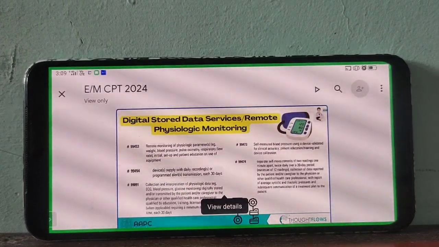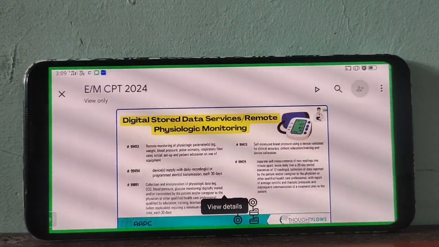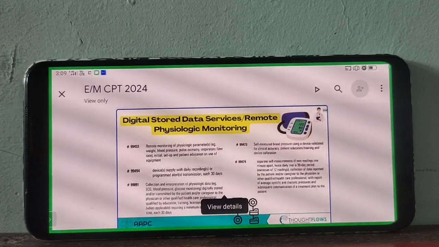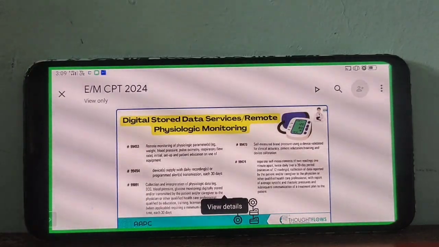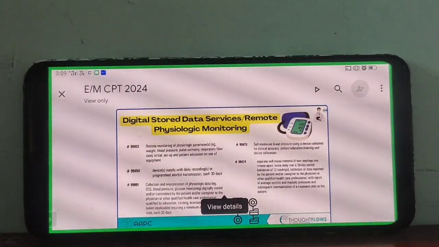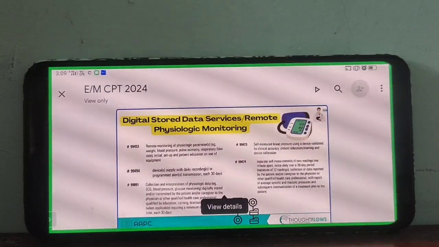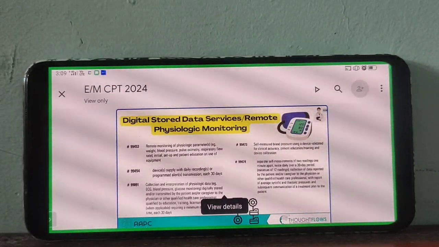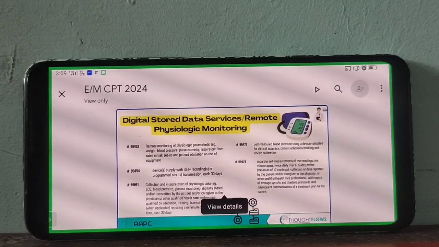These are the general coding, no guidance here. These are the direct coding, no guidance here. Double line 453, remote monitoring of physiological parameters: weight, blood pressure, pulse oximetry, respiratory flow.